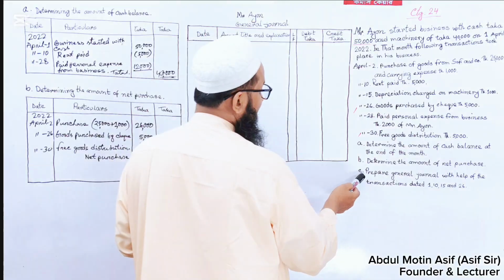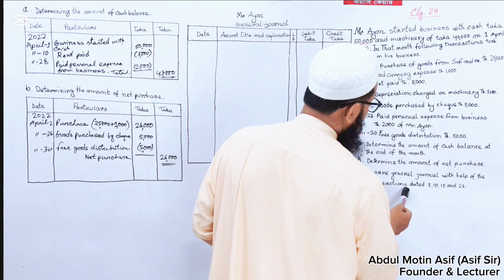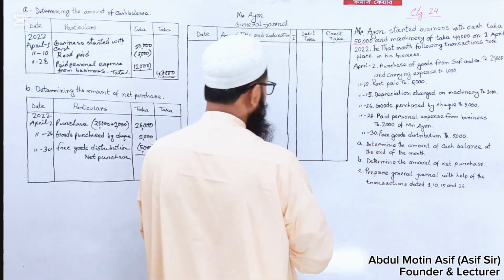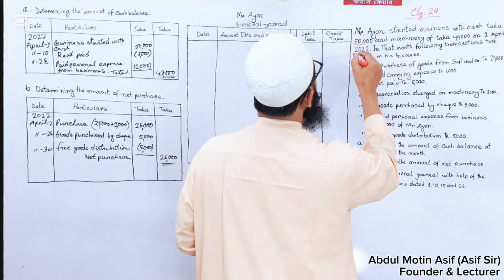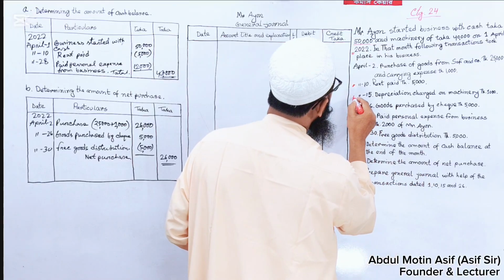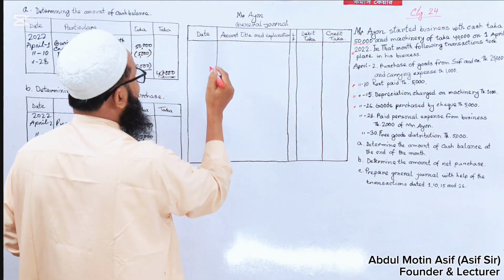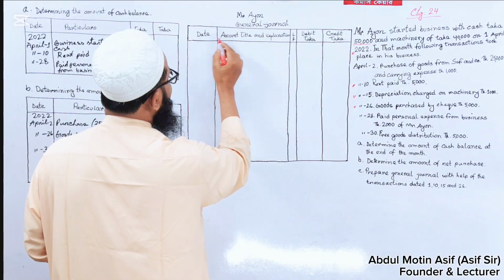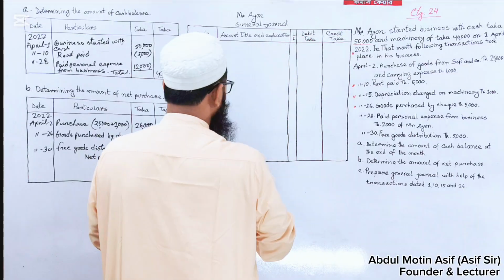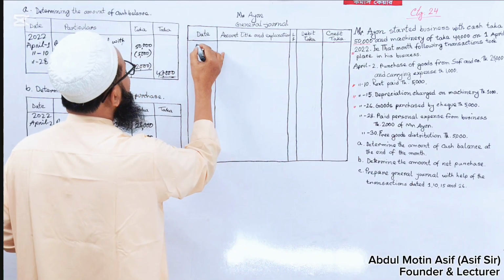Now we will make the general journal. C. Prepare general journal with help of the transactions dated 1, 10, 15 and 26. Okay, dear students, we will make a general journal. Mr. Oyon, general journal, date, accounts title and explanation, ledger folio, debit taka, credit taka. Okay, dear students, come to the point. Date.